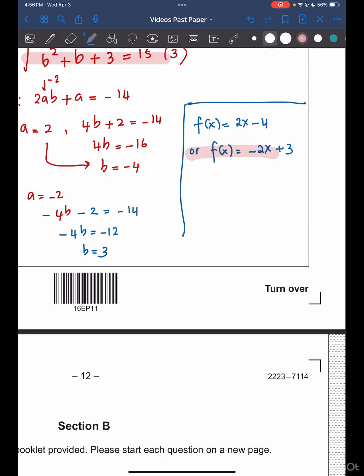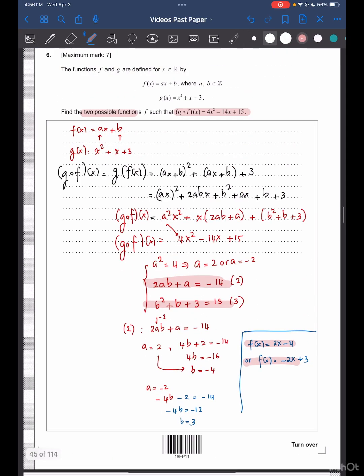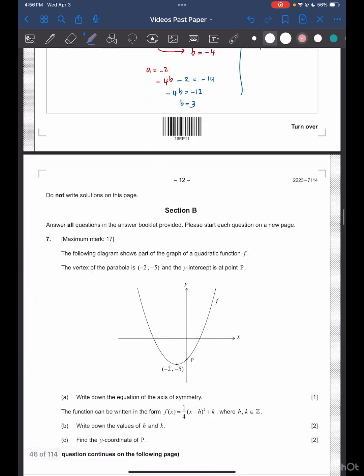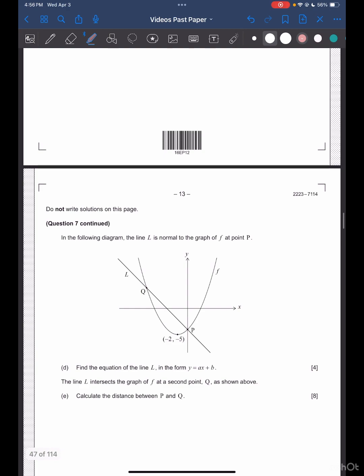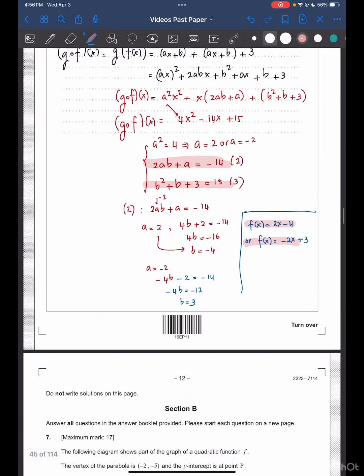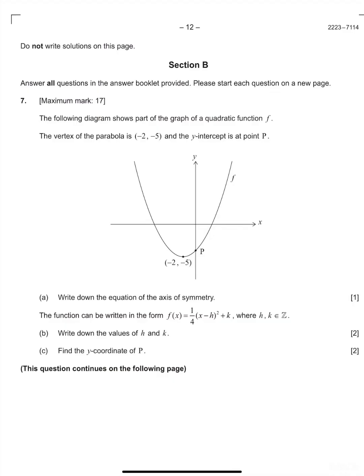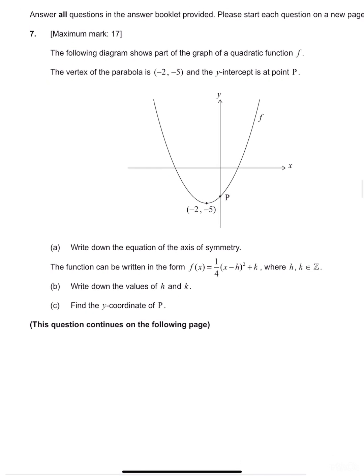Okay, so that's all for number 6. For number 7, they just give us the graph of f, and the vertex here, negative 2 and negative 5. They want us to write down the equation of the axis of symmetry.